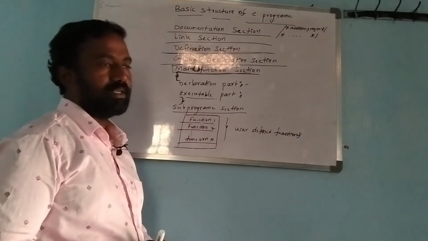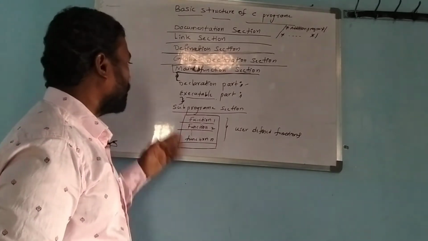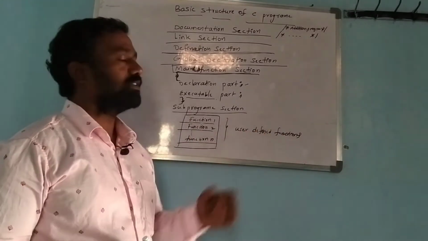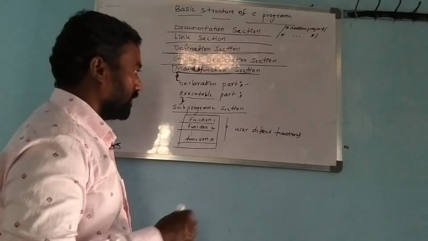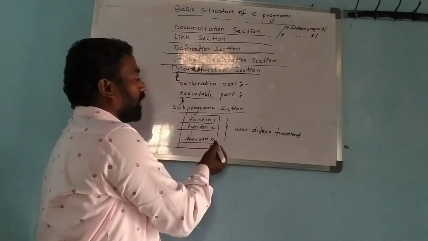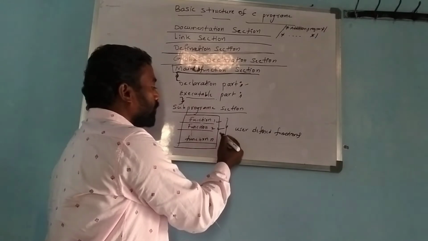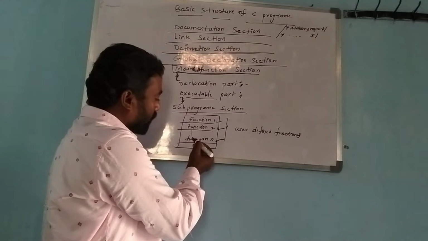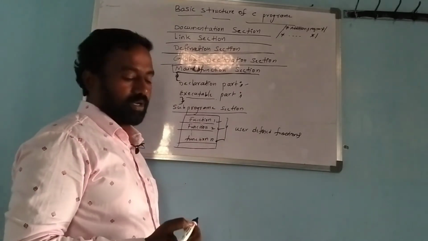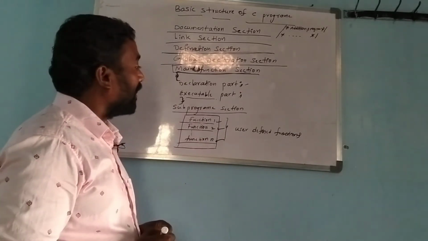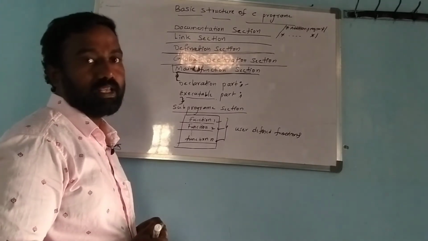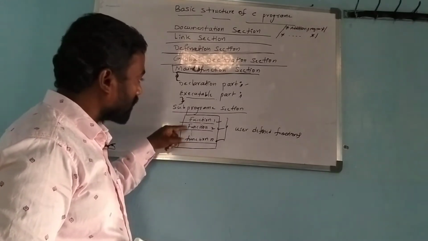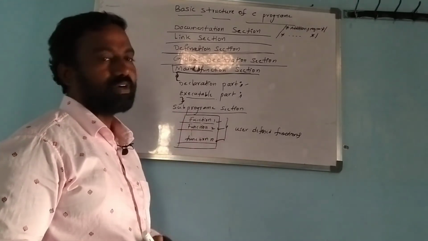What does this mean? The sub-programming section contains a number of functions. Those functions are called user defined functions. So the sub-programming section is mainly used for creating user defined functions. That's why I have declared here function 1, function 2 up to function n. This means we can create any number of functions by using this sub-programming section.